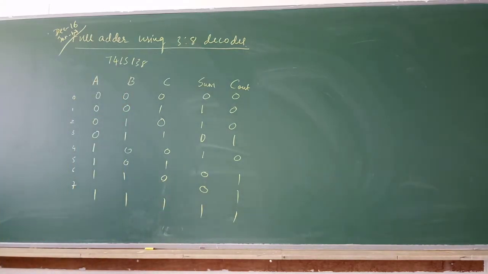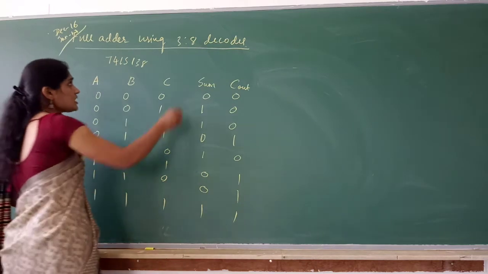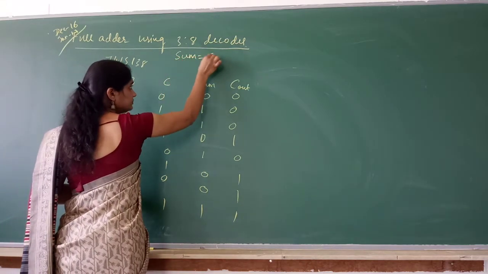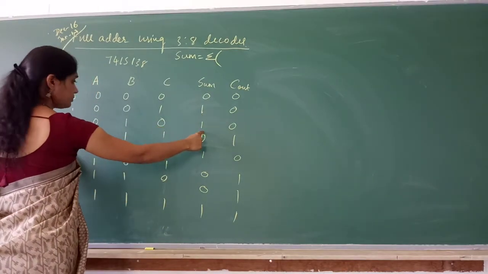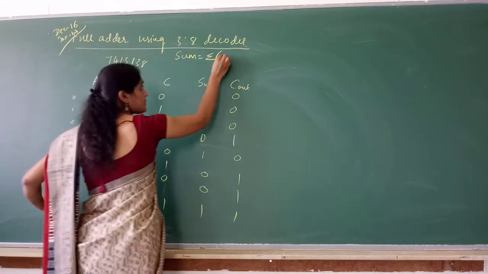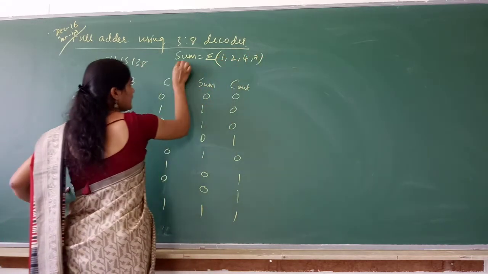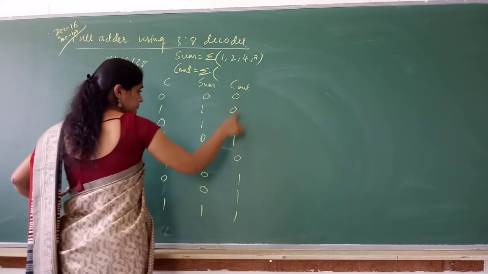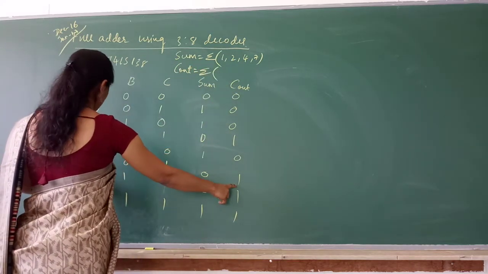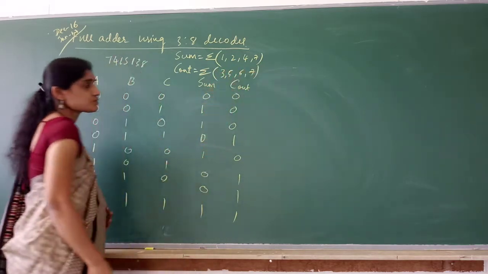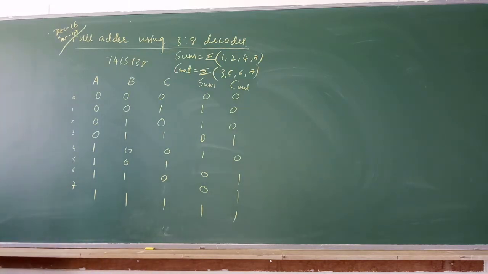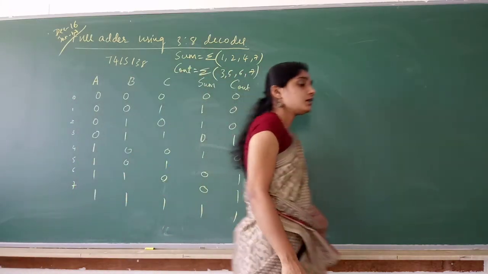Now, how many output variables do we have? We have 2 output variables, sum and carry out. Now write the min terms for sum. Min terms for sum are 1, 2, 4, 7. For carry out, the min terms are 3, 5, 6, 7. So these are the min terms for sum and carry out. We have 2 output variables, and we now have the min terms.